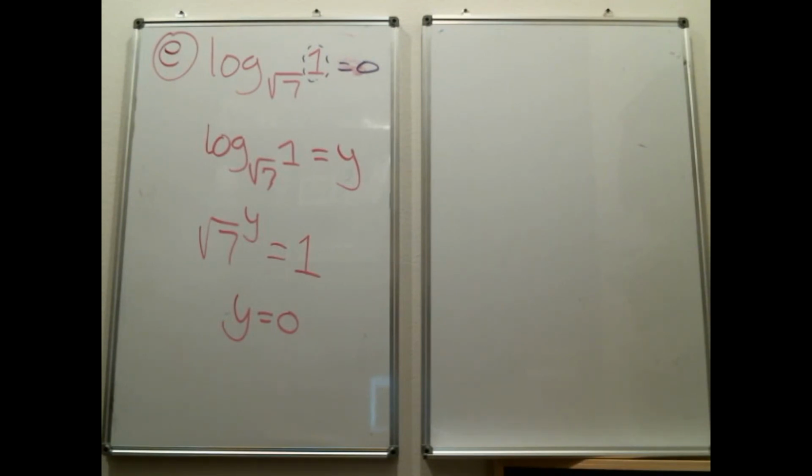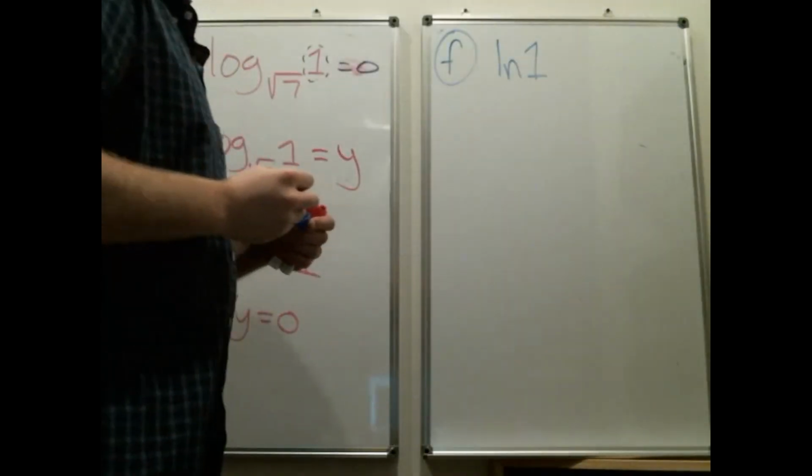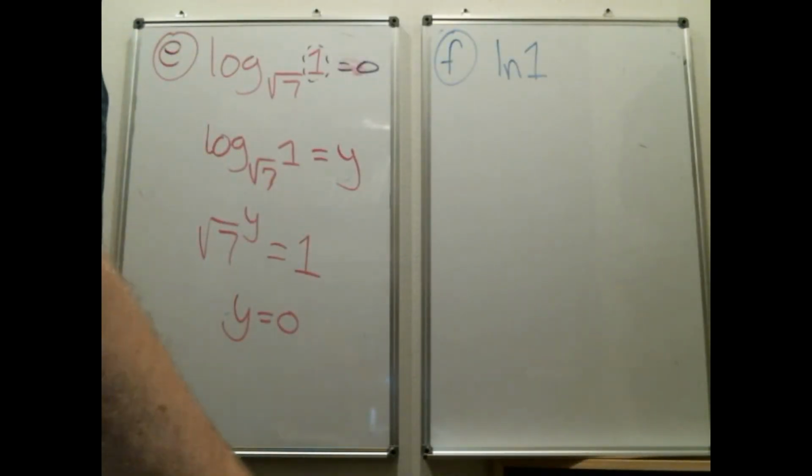Now there is this next one that I'm going to work. Unfortunately, the best way to do it is, let's go ahead and write it. E, F, oh no, I'm getting ahead of myself, I'm sorry. F, natural log of 1. Give that one a try real quick and pause the video.